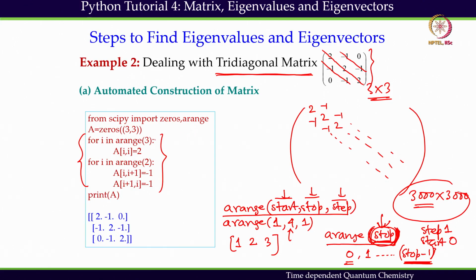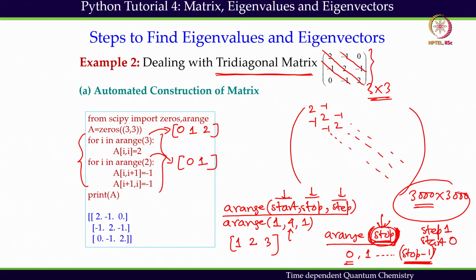If I say arange 3, it means I am getting the list 0, 1, 2, and for arange 2, I will get the list 0, 1, and 2 will be excluded. So, these are the lists I am getting, and this functionality we are going to use right now.